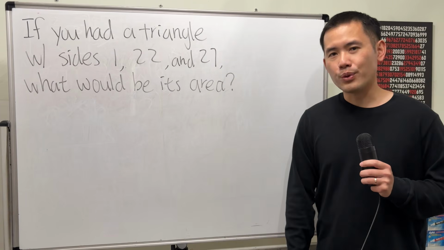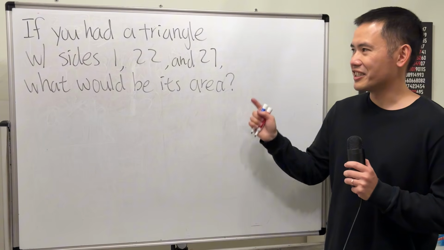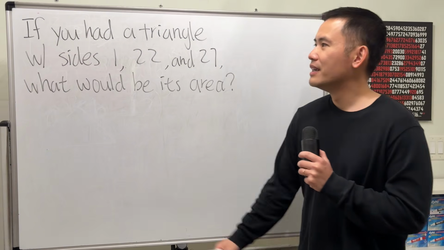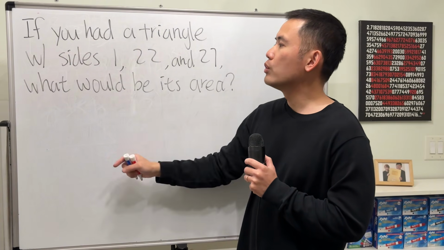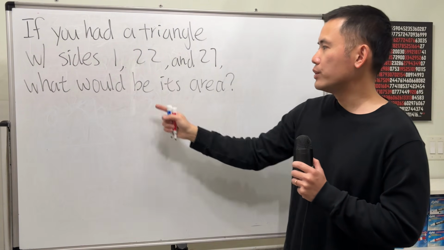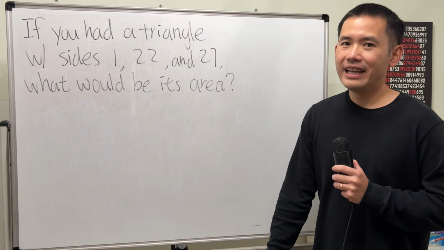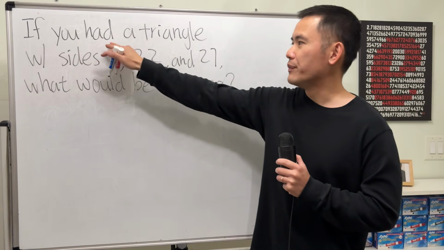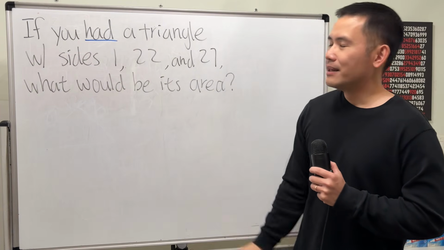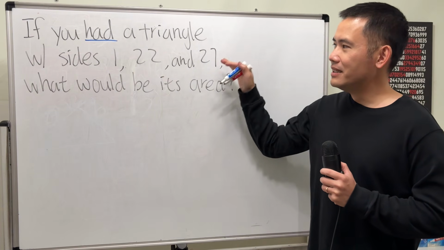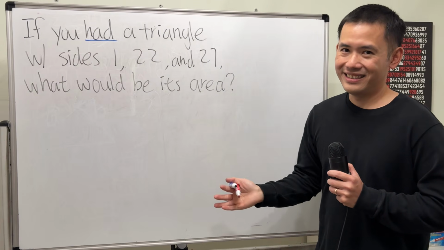So I just thought about this question that I wanted to ask you guys. Check this out. Let me ask you, if you had a triangle with sides 1, 22, and 27, what would be its area? And notice right here, I'm emphasizing "if you had." And the reason for that is because this thing does not exist.